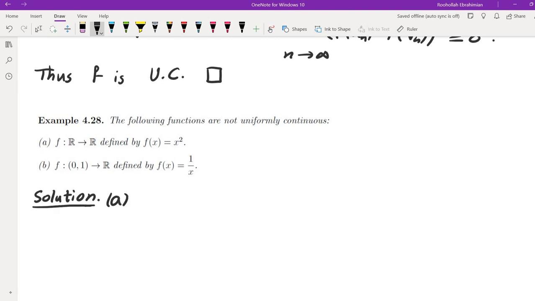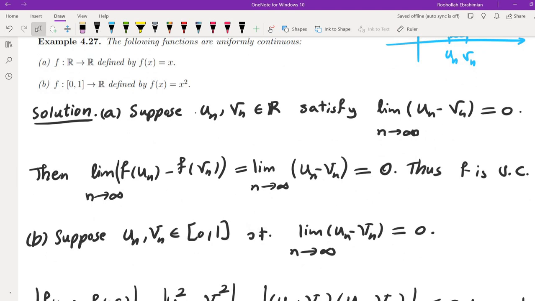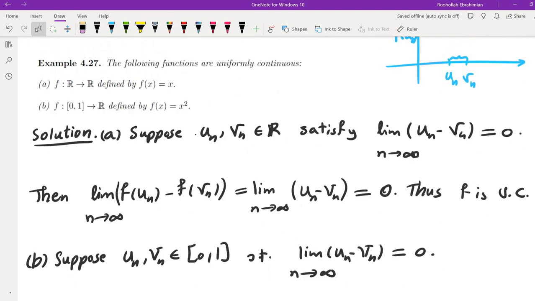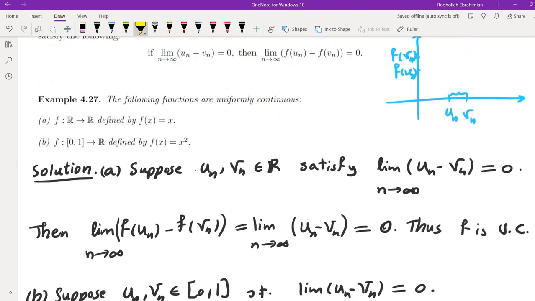The following functions are not uniformly continuous. Notice the similarity between the function in part A and the function in part B of the previous example. So almost identical. f of x equals x squared, that part is identical. The only difference is the domain. The domain of this one is all real numbers. The domain of this one is 0 to 1.